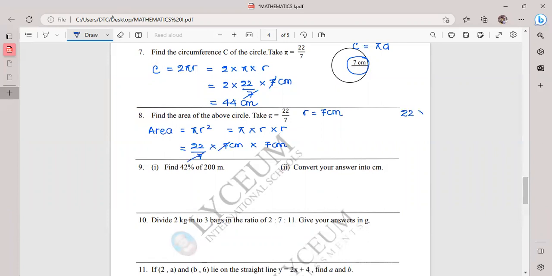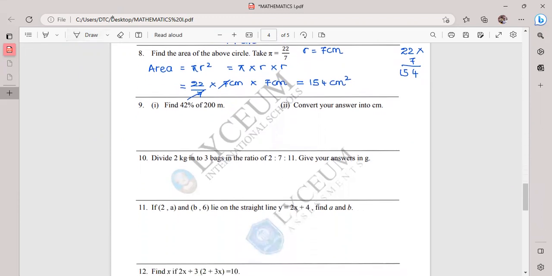Then 22 multiplied by 7. 7 times 2, it is 14. 1 remainder. 7 times 2, 14 plus 1, it is 15. Therefore, your answer will be 154 centimeter square. Right? 154 centimeters square. So that is question number 8, the area of this above circle. Right. So then we'll move to question number 9.